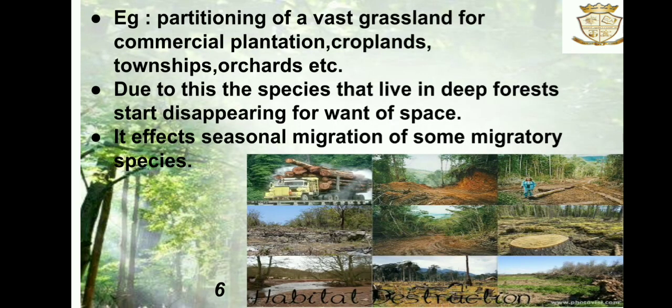Example: large-scale devastation and desertification of forests and grasslands, reclamation of wetlands, eutrophication of ponds and lakes. A habitat fragmentation example is the partitioning of a vast grassland for commercial plantations, croplands, townships, orchards, etc. The habitat fragmentation also affects seasonal migration of some migratory species.